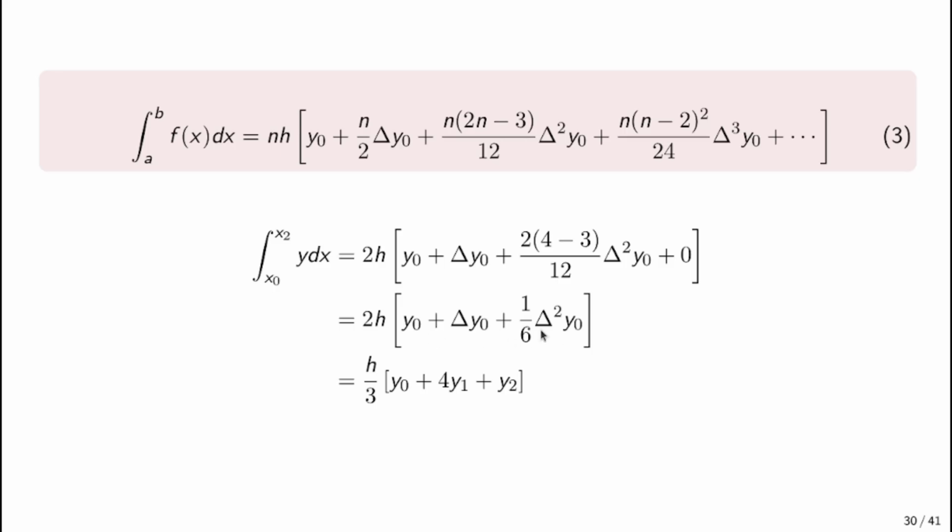Taking 6 as common, outside it will become h by 3. The first term will be y naught. Del y naught and del square y naught, everything you can convert using y naught, substituting y1 and simplifying, we will get the integral from x0 to x2 of y dx as h by 3 times y naught plus 4y1 plus y2.